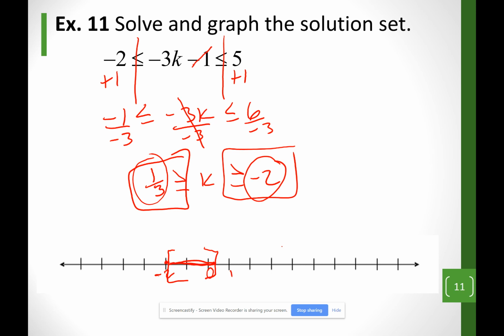so that's my graph. Now when it comes to interval notation, how far left do I go? I go as far left as negative 2. It's a bracket. How far right do I go? I go as far right as 1/3. That's also bracket.